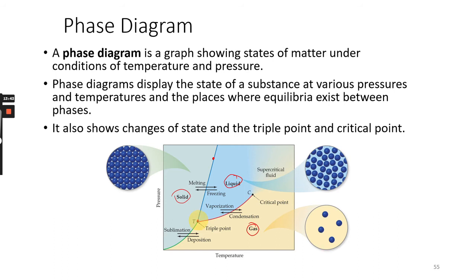This point right here is called your triple point, and at your triple point, you have solid, liquid, and gas in equilibrium. They all exist at that state.